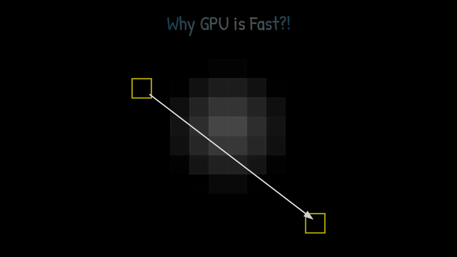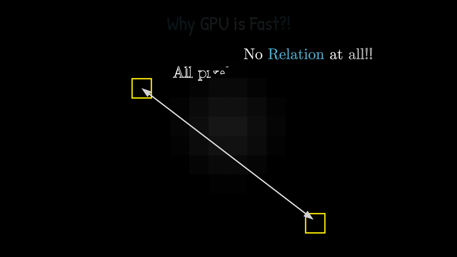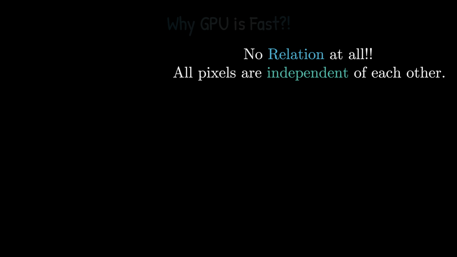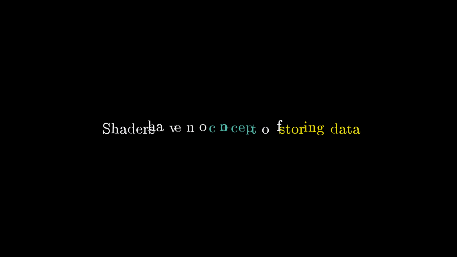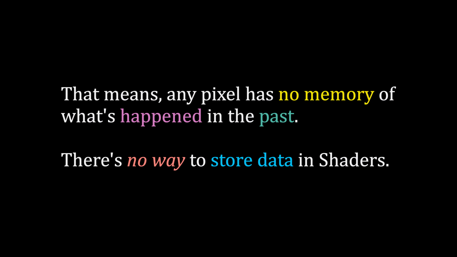But having such amazing power has its disadvantage as well. You see, while assigning colors to pixels, no two pixels can have a relation between them. And forget about the relation. In shaders, pixels don't have any state, don't have any memory. It has no past and no future. So when writing shader code, we must remember that it doesn't have the concept of storing data.